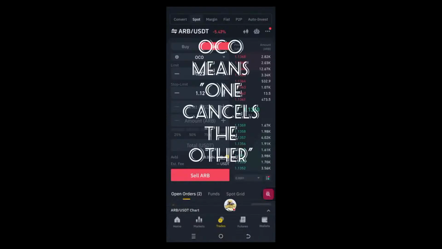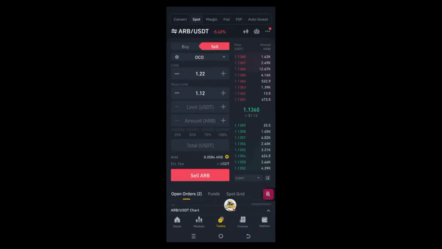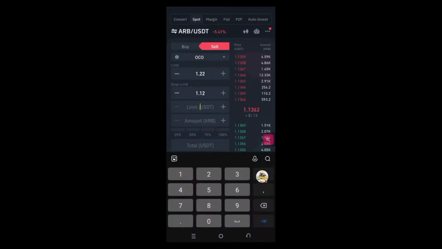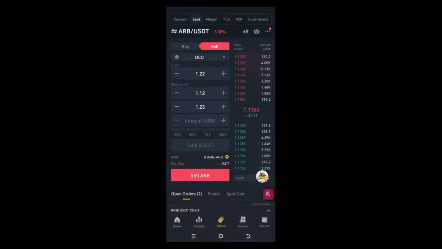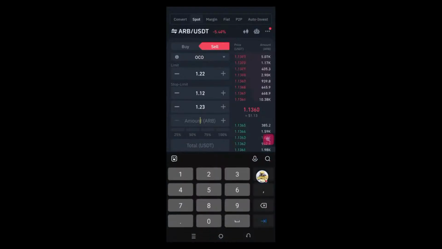This is OCO. OCO means one cancels the other, right? One cancels the other. Try and understand that. So you're going to put all of this, your limit price and all of those things. So the price is currently that, and you put your limit price here. Maybe you want it to be 1.23, right? Do you understand that? So now you have 3 prices, and then you have the amount of ARB that you have, and you pick whether it's 100% or whatever. Don't forget that's currently in the trade.